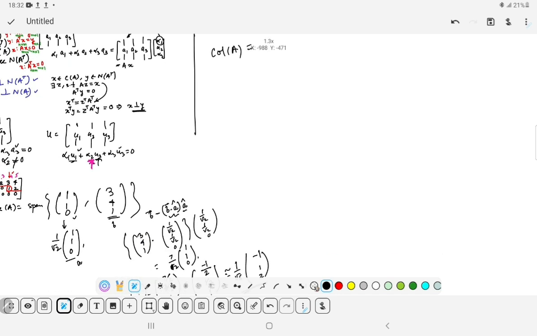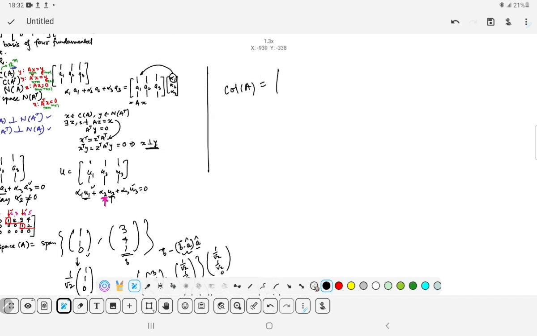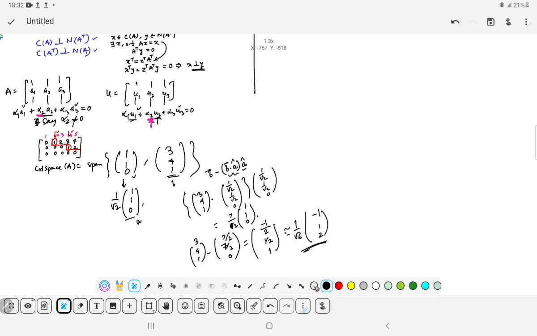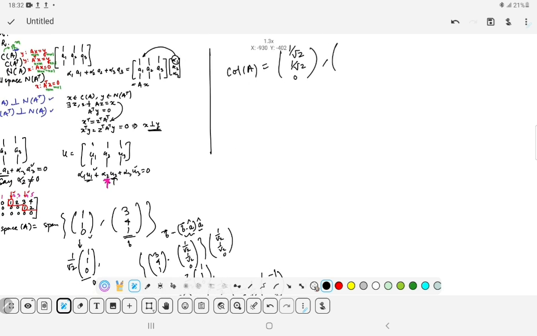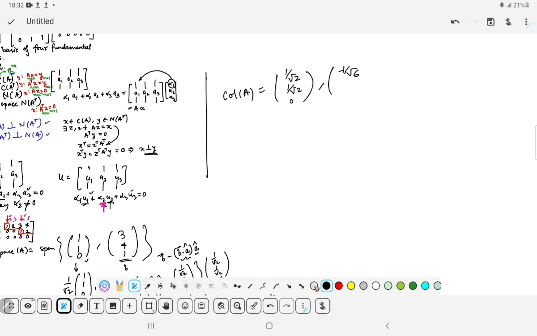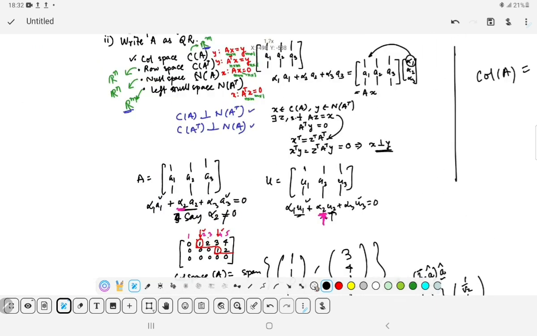So I got here two vectors, (1 by root 2, 1 by root 2, 0) and (minus 1 by root 6, 1 by root 6, 2 by root 6). Now column space is done.